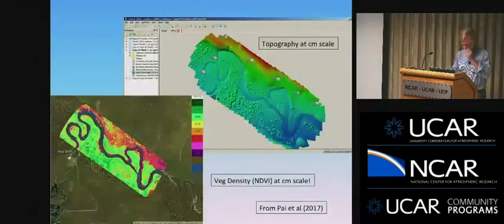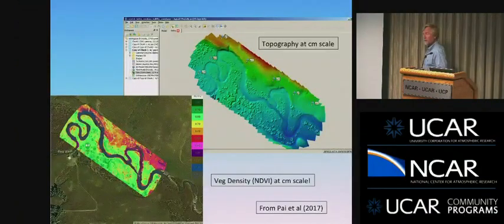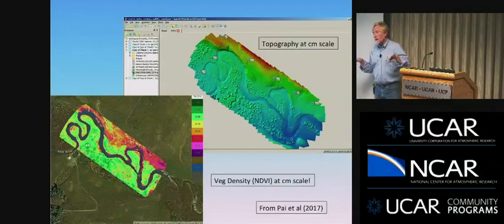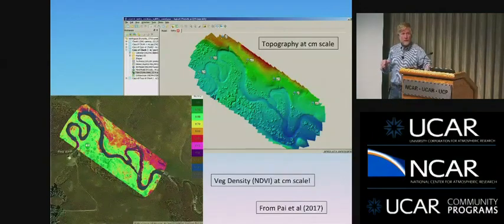Because LiDAR on a drone is still difficult. It's pretty easy to shoot the LiDAR, but it's pretty hard to know the exact position of the aircraft, which is what you need to know. That's the challenging part.